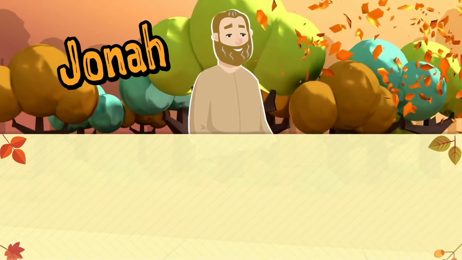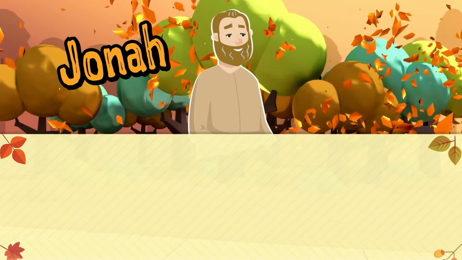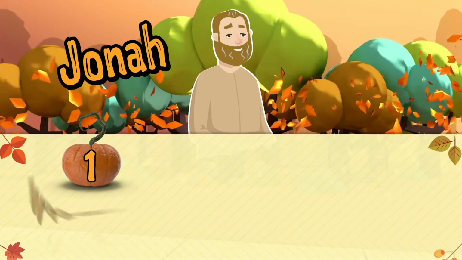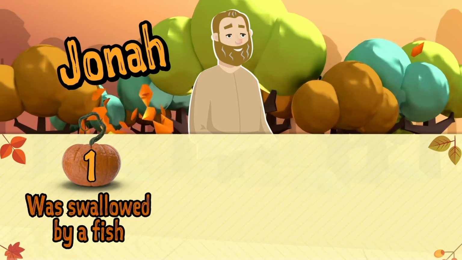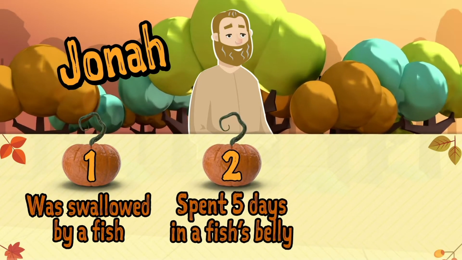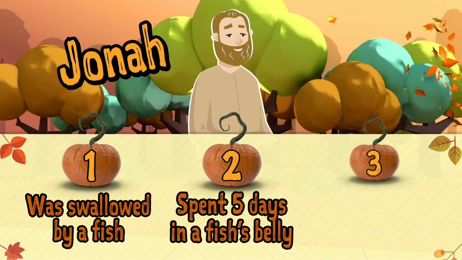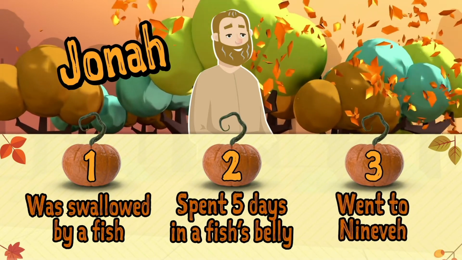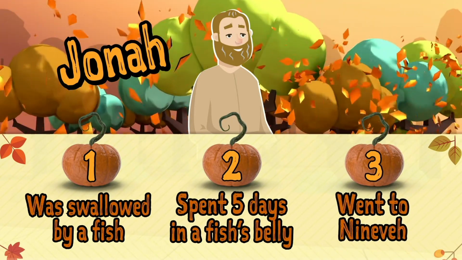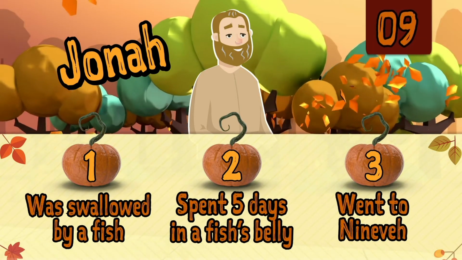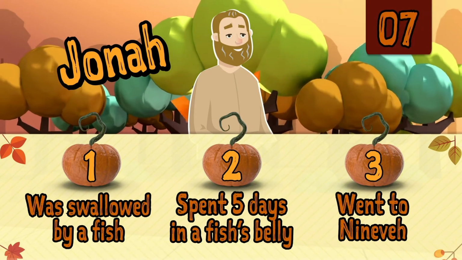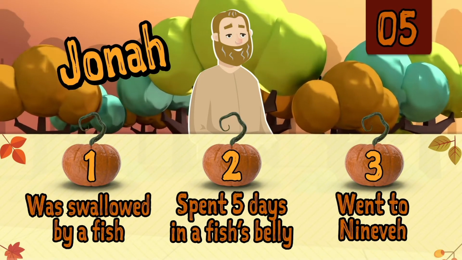Jonah is our next Bible character. Now, which of these is not true about Jonah? One, Jonah was swallowed by a fish. Two, Jonah spent 5 days in a fish's belly. Three, Jonah went to Nineveh. So what do you think? Which of these pumpkins is not telling the truth?